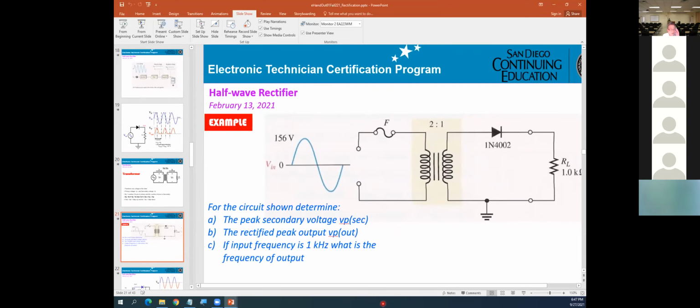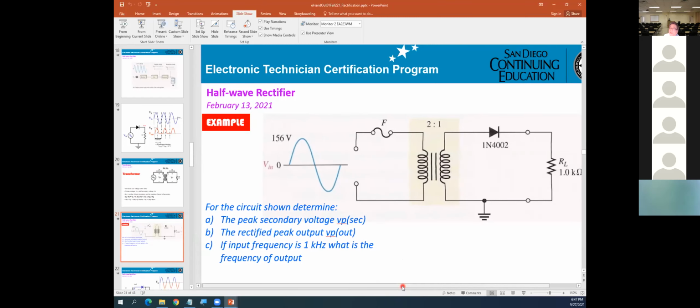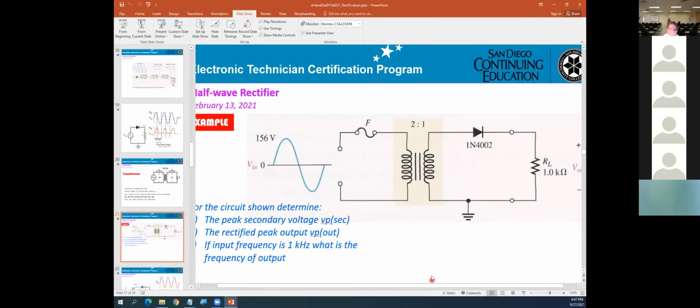Okay, now you're looking at this circuitry here, a half wave rectifier. They gave you this circuitry. They want to see the peak secondary voltage. Now you get 156 volts and the ratio between primary and secondary is 2 to 1. So if you want to calculate the secondary voltage, then it will be equal to what?